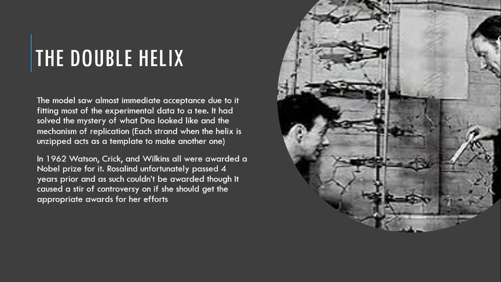And in 1962, Watson, Crick, and Wilkins all won a Nobel Prize. Rosalind, however, had died 4 years earlier due to cancer, and as such she was not eligible for said prize, which caused a stir of controversy due to some thinking it was just because she was female that she was denied, besides the posthumous part, and that many felt she got the short end of the stick.